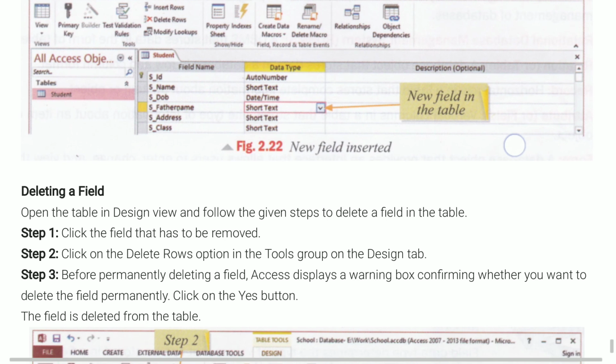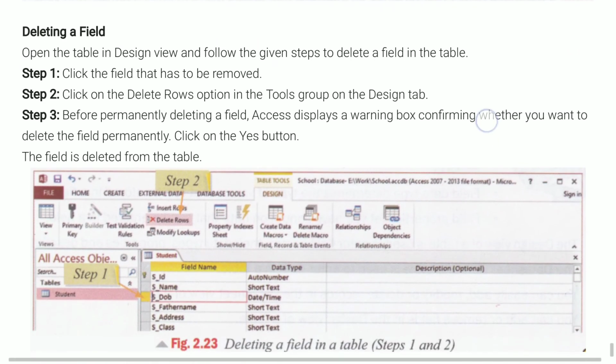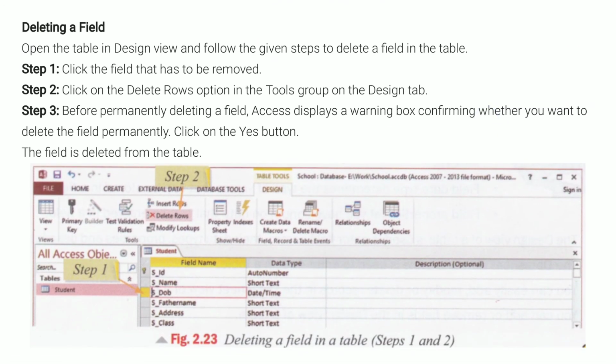The last point of this chapter is deleting a field. Suppose we have created a table and there are one or more fields which are not so useful for us, we can delete that particular field easily. For this, as you can see on the screen, there is a table in the design view. We have to choose the field name which is to be deleted from the table.